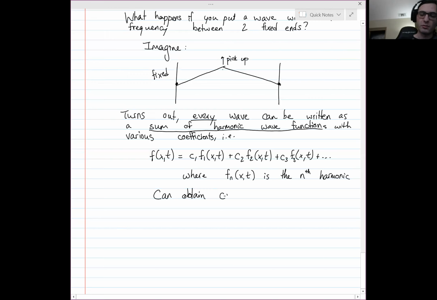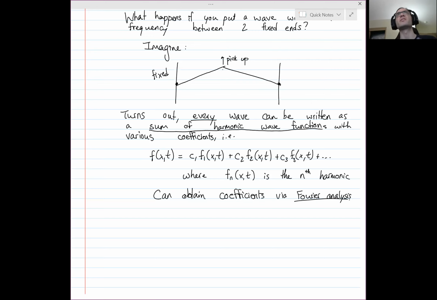And this is via the method of Fourier analysis. So if you've talked about Fourier analysis in your calculus classes, this is what you were doing. It's similar to a Taylor series, but it's a different type of series expansion. Instead of expanding about a point, you're expanding about a frequency, is basically what you're doing.